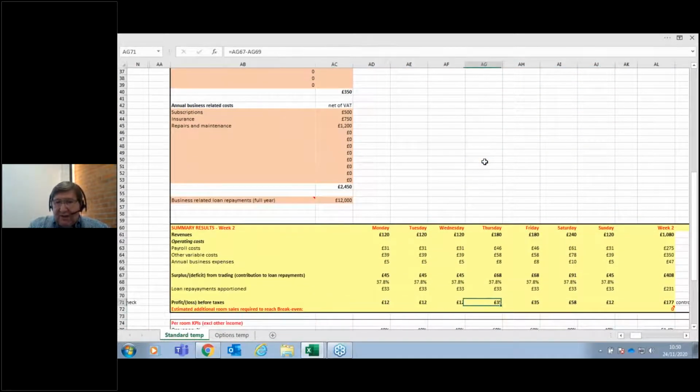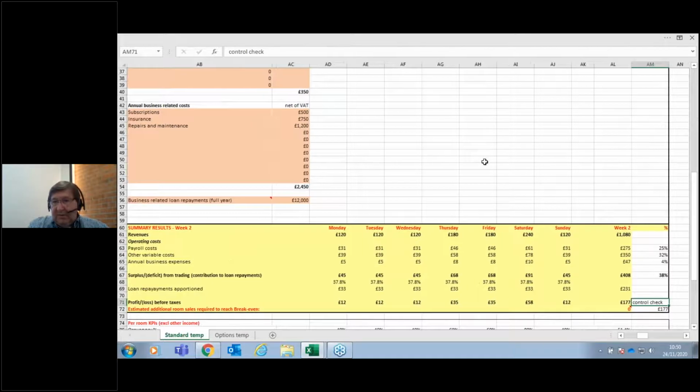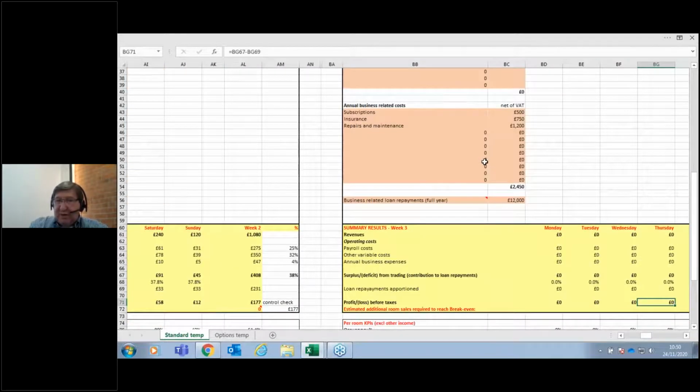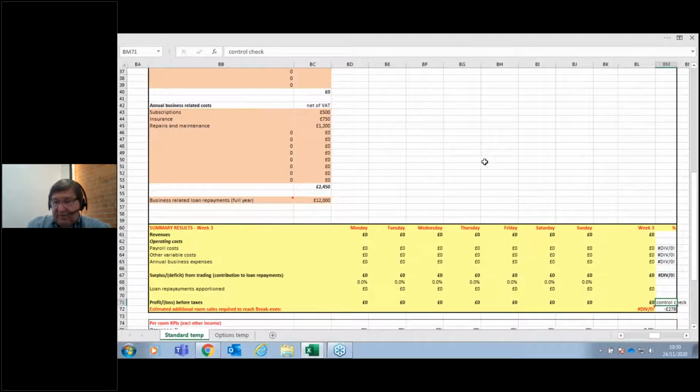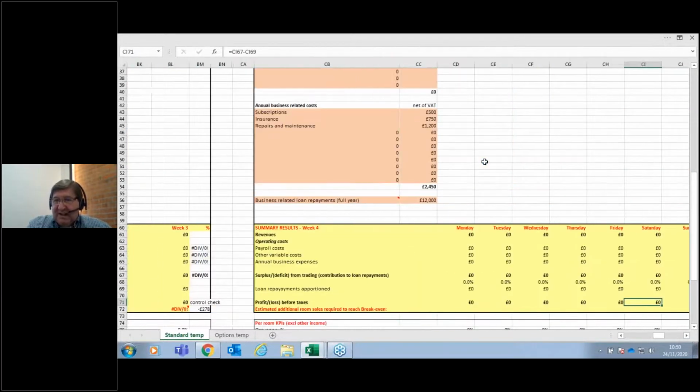And now it's telling us that not only did we make £408, but that was more than our loan repayments. So now we're well in the clear. It's £177 we made this week. And again, I haven't populated this for a full month, but you can see just how easy it is to use this model.